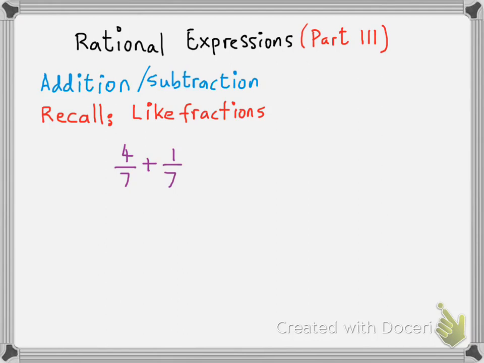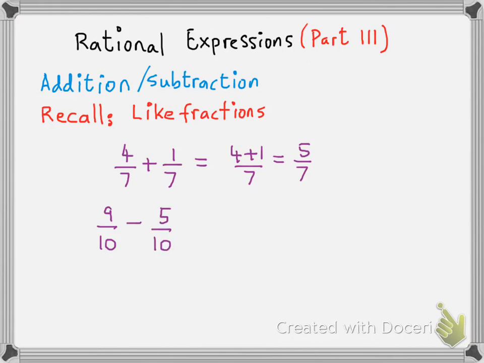For example, you learn to add things like 4/7 and 1/7. So how do you add 4/7 to 1/7? Because they are like fractions, and like fractions are fractions that have the same denominators. So these fractions have the same denominators. All you had to do was just add the numerators together and retain the common denominator. So 4/7 plus 1/7 will be 5/7 because 4 plus 1 is 5.